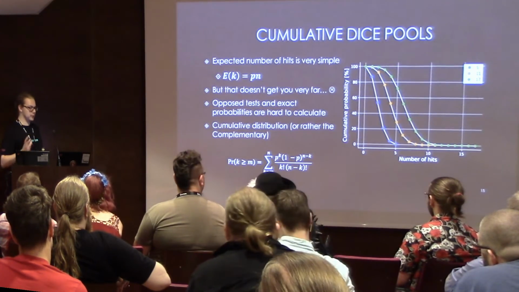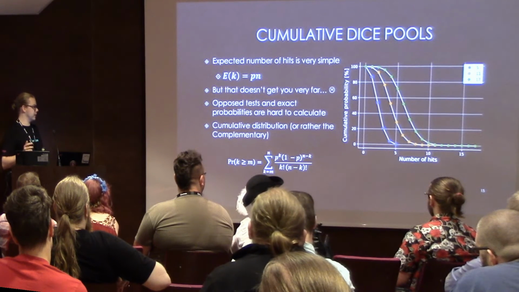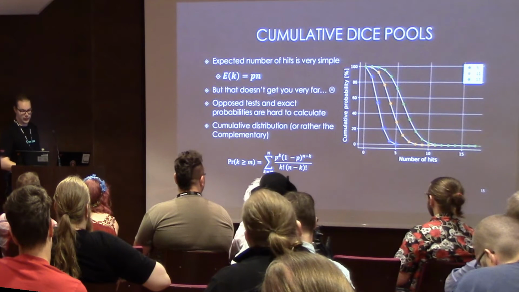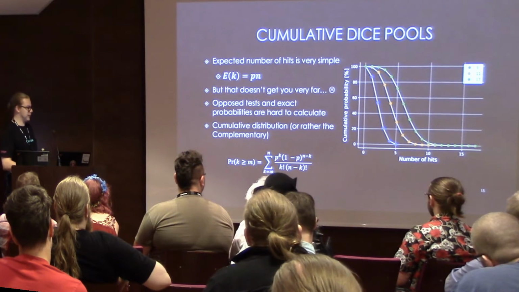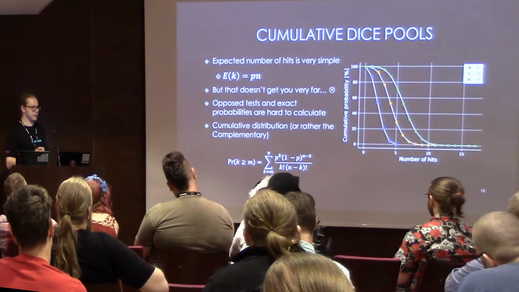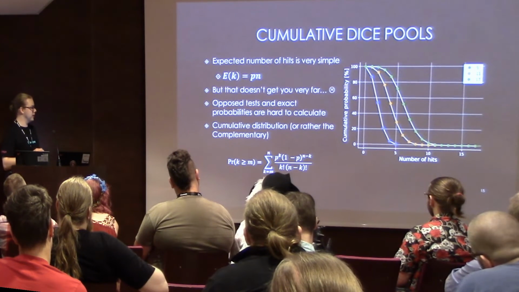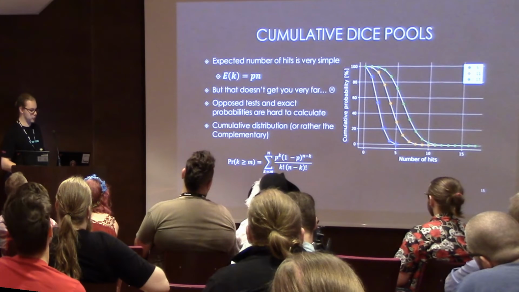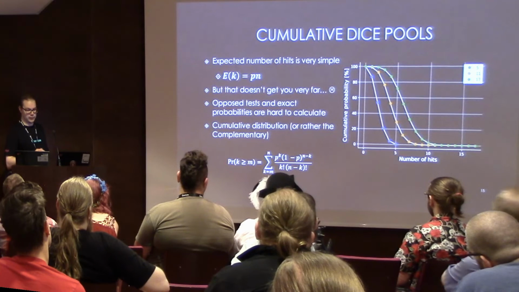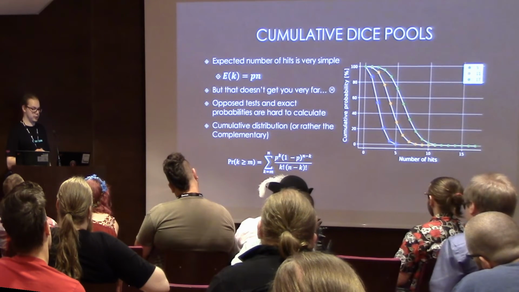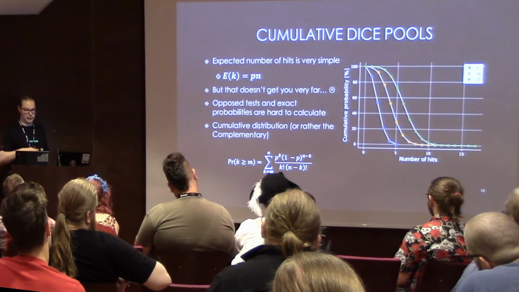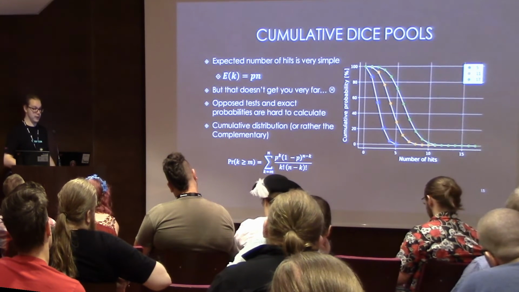So here are the same distributions as on the previous slide, but we have taken again the inclusive complementary cumulative distribution. And here we see something maybe interesting happening. It seems that these curves have an even more pronounced S shape than the opposed test. So we can see that, especially if we have a large number of dice, we have this plateau in the beginning, and then it drops very quickly, and then we end up on another plateau.